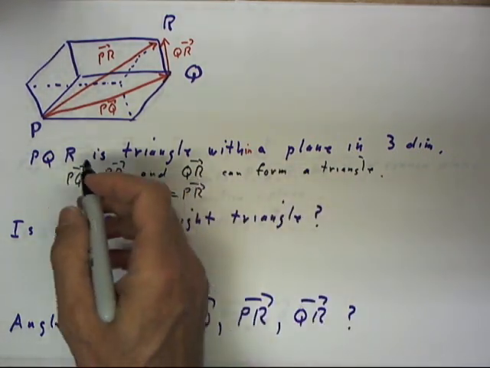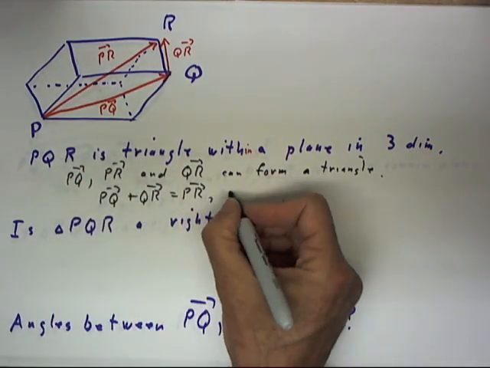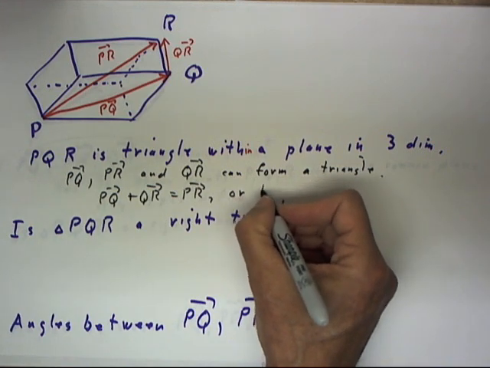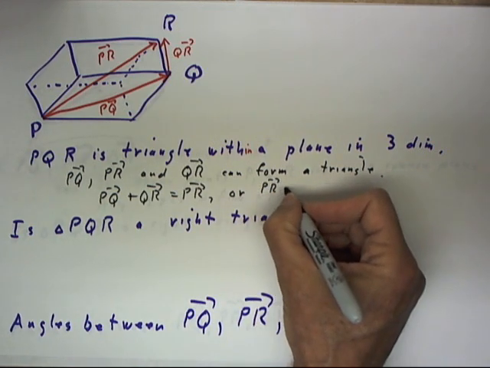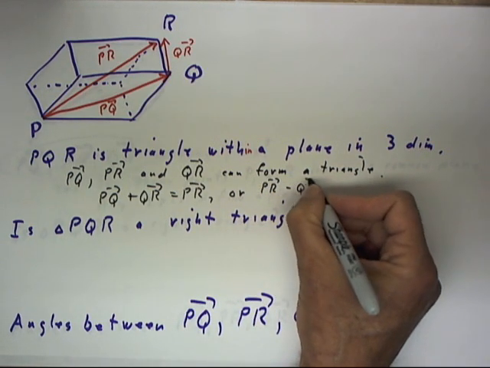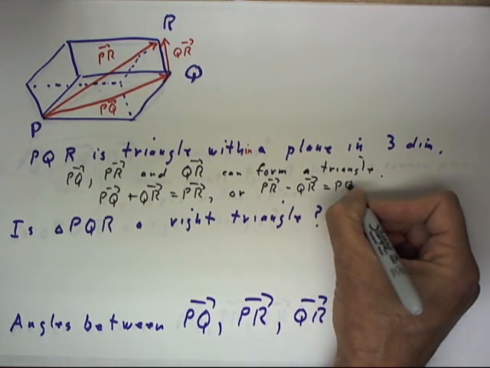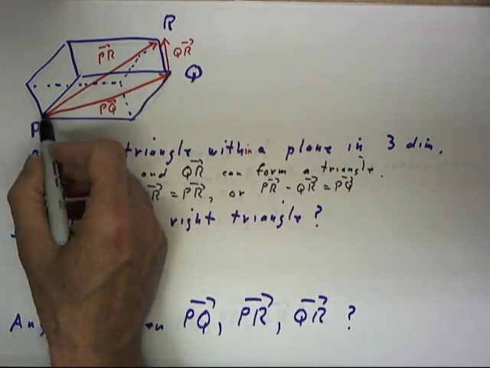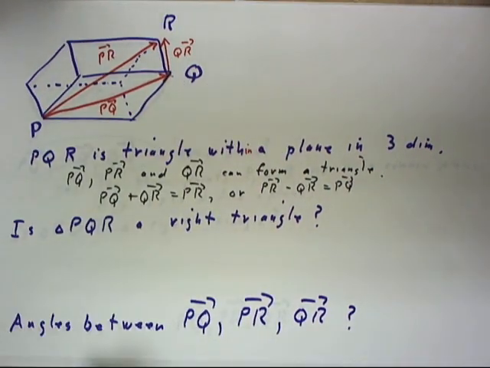Another thing we can say is that PQ plus QR equals PR. And we can say other things, or if we want, we can say that PR minus QR equals PQ. If we go along PR and then reverse along QR, we get PQ.